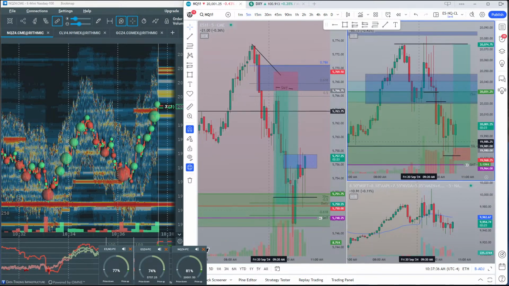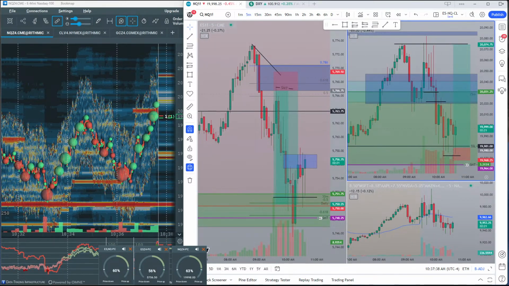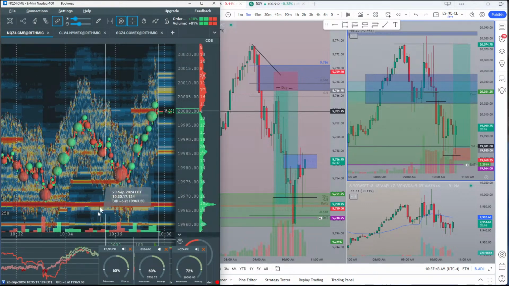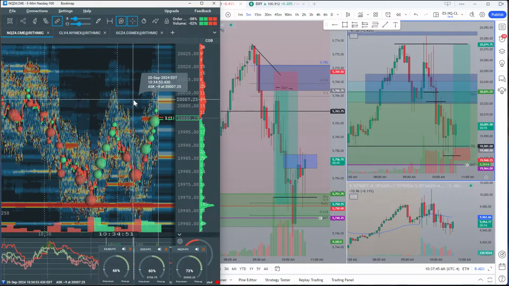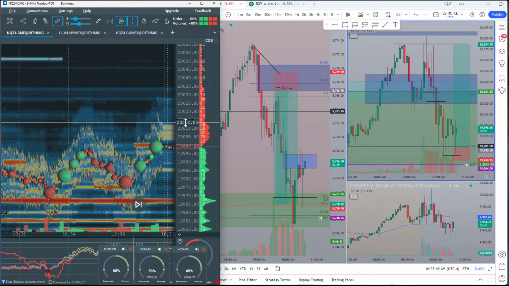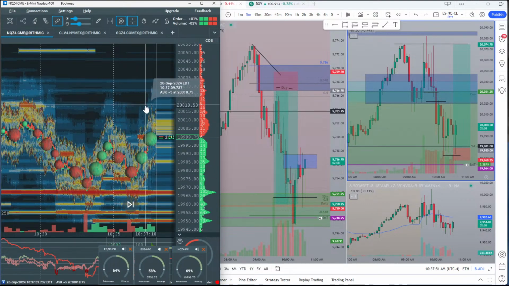Nice. Beautiful little push right there, like that. Almost want to add to that. Some good buying pressure right there, and they're pulling their orders to the upside, which means there's very little resistance above us. So good buying pressure, hopefully to see some follow through.